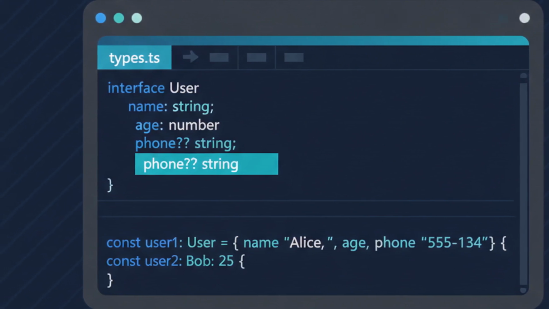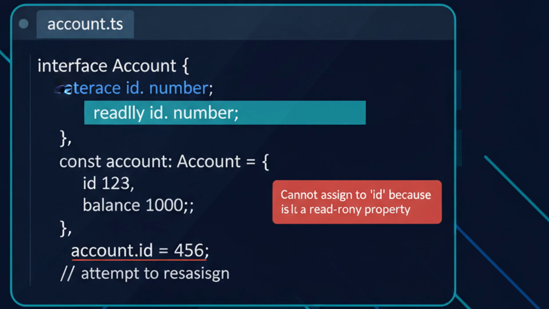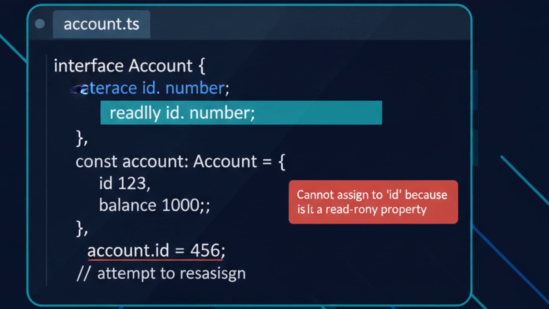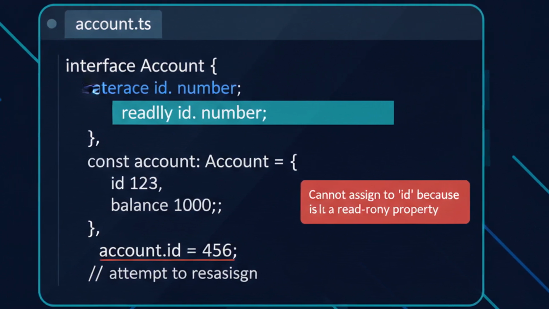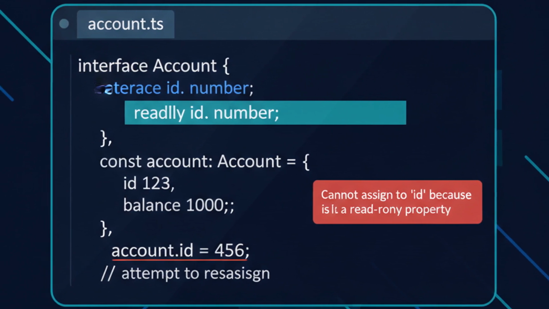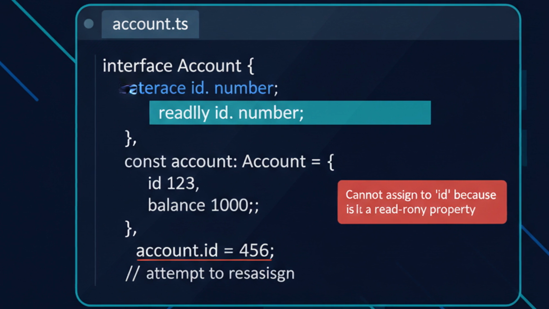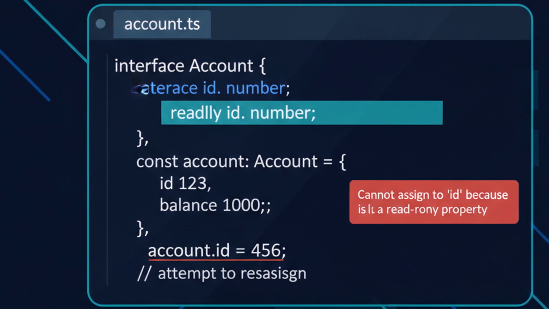Not that anything goes. Some properties should never change after creation, like an id. Mark them with the read-only keyword. You can set the ID when you create the object, but try to reassign it later, and TypeScript blocks you. This is great for IDs, configuration, and anything that must stay constant. It's a lock on that single property.